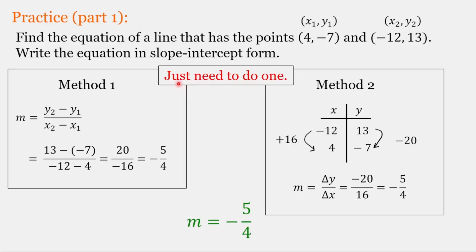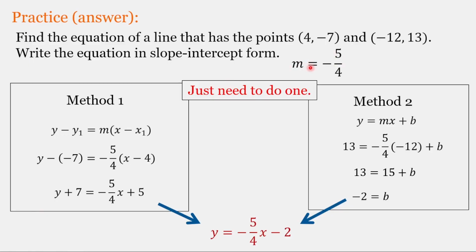You only need to do one. You could have also done this with graphing by plotting these points on a graph and then counting the change directly on the graph. I showed that method in the walkthrough, but I chose not to show it here because I typically do not use that method, and also this ordered pair was not on my 10 by 10 graph. So now that we have the slope, it's time to write our equation.